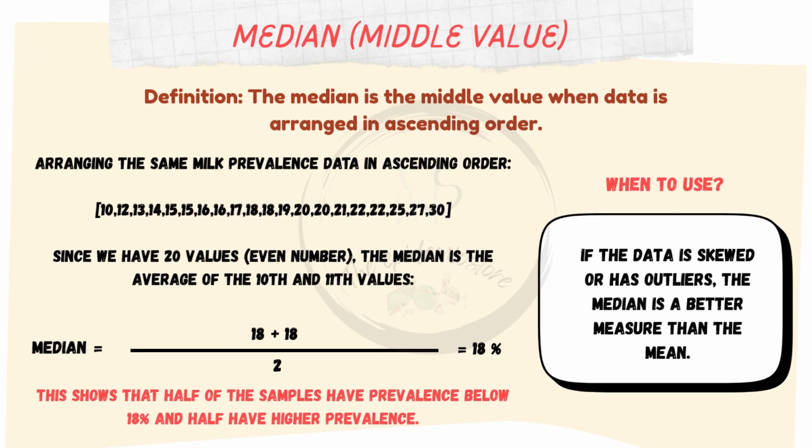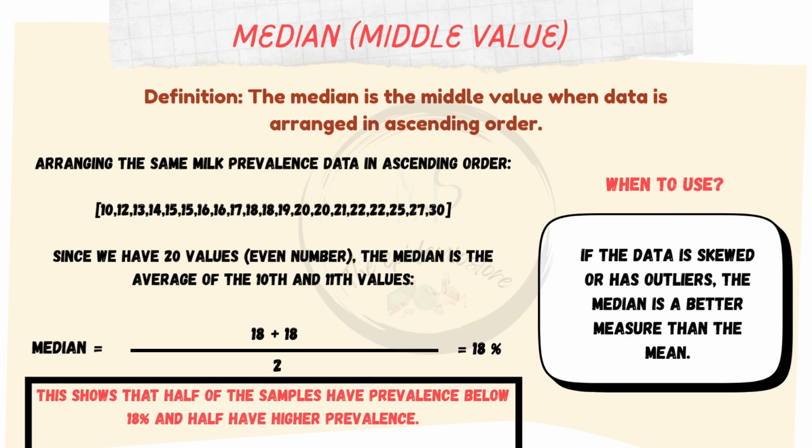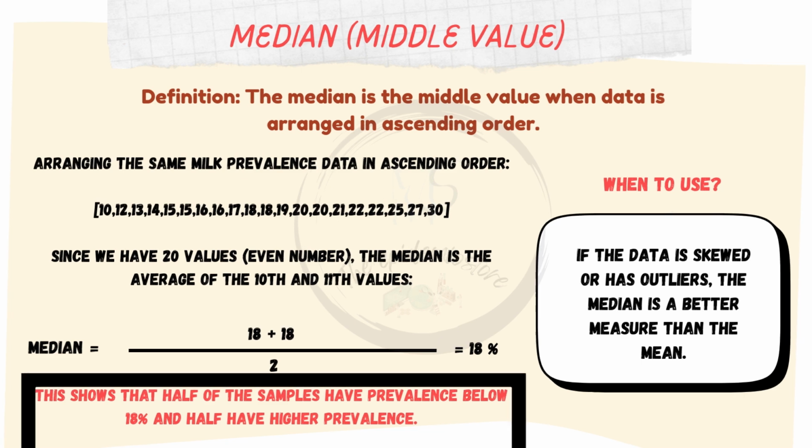Similarly, the median is the middle value, when data is arranged in ascending order. And it's used if the data is skewed, not normal, or has outliers. In our data, when the prevalences are arranged in ascending order, the median is found to be 18%. This shows that half of the samples have prevalence below 18% and half have higher prevalence. Median has to be used if you have very low prevalences and very high values, instead of close values.